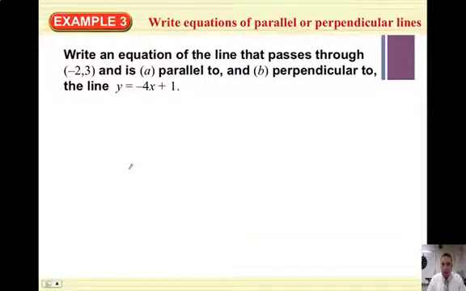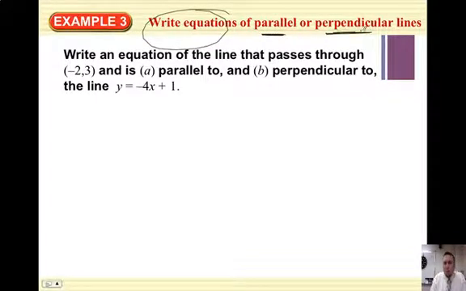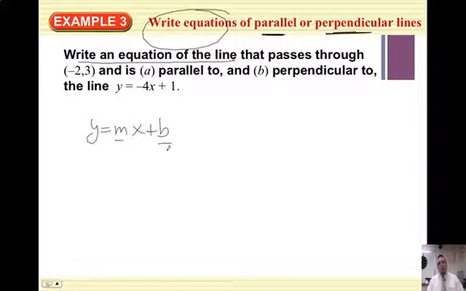Alright, example number 3. We're going to write some more equations, but we're going to write equations of parallel or perpendicular lines. So these can be a little tricky because it just seems like a lot of information. It's really not. So it says write an equation of a line. As soon as I hear that statement, I write down y equals mx plus b. I need to know my slope of my line. I need to know the y-intercept of my line.